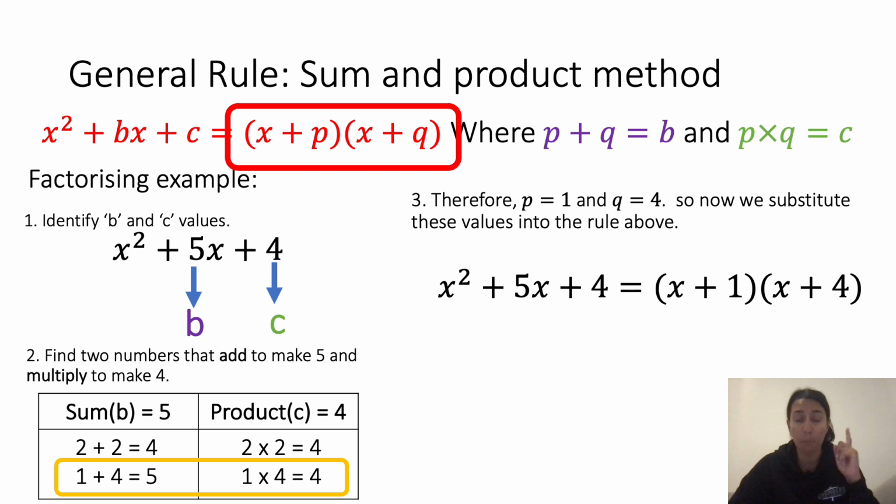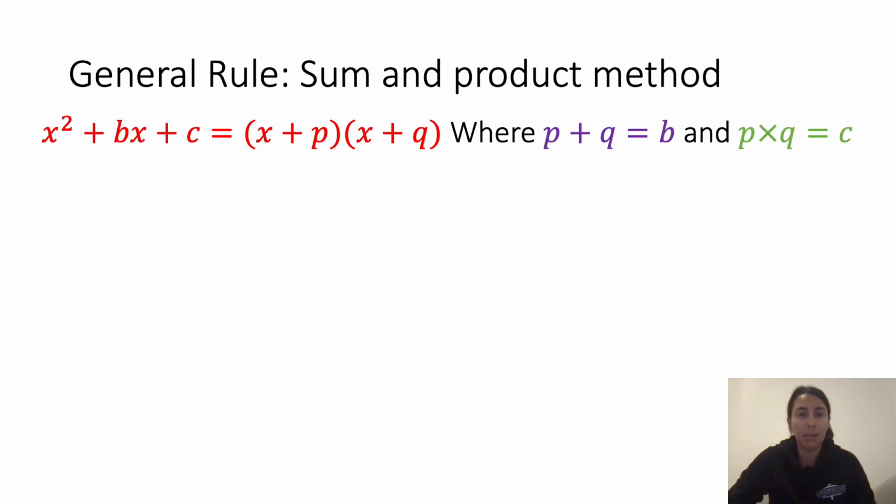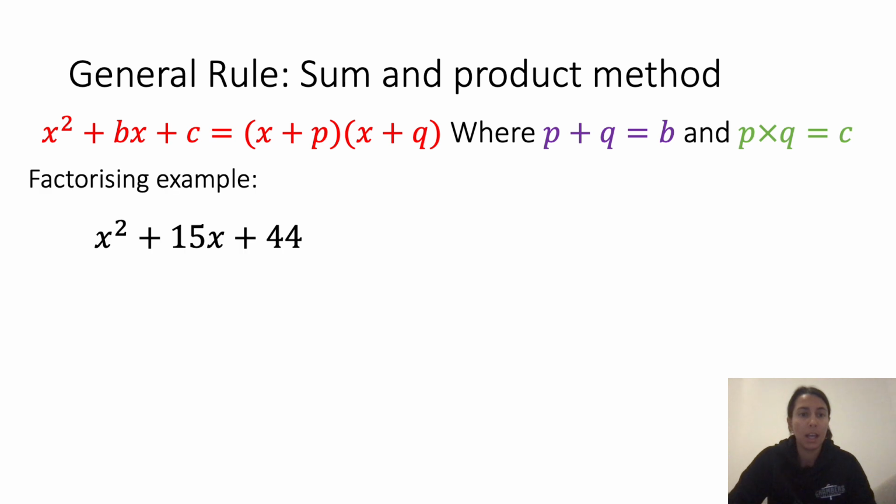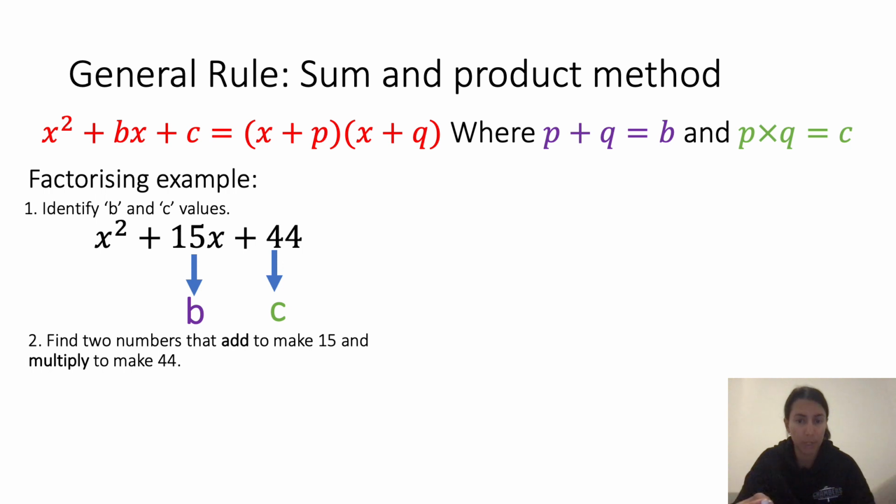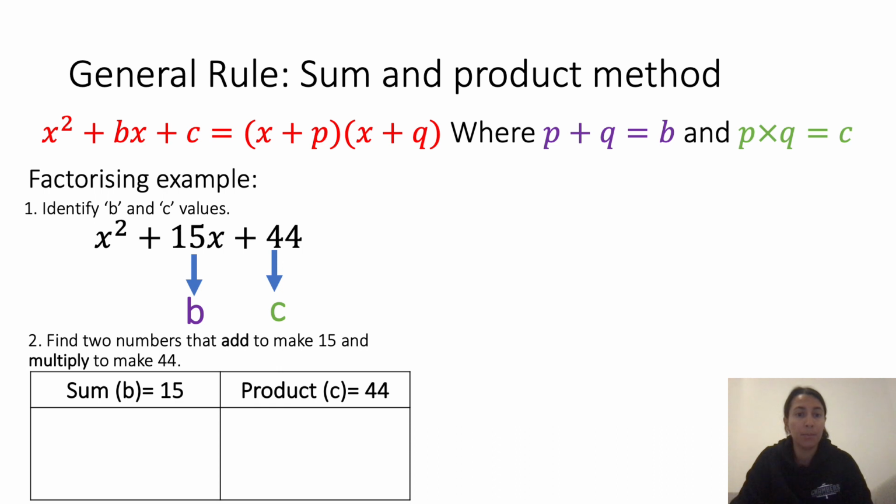I'm going to do one more example, and then I have some questions for you to do for your 2 lessons today. Okay, so again, we've got our general rule up here. We're going to factorize x squared plus 15x plus 44. Again, we want to identify our b and c values. b is equal to 15 and our c value is 44. Then we do the most challenging step, which is finding two numbers that add to make 15 and multiply to make 44. So I'm going to get my little table up.